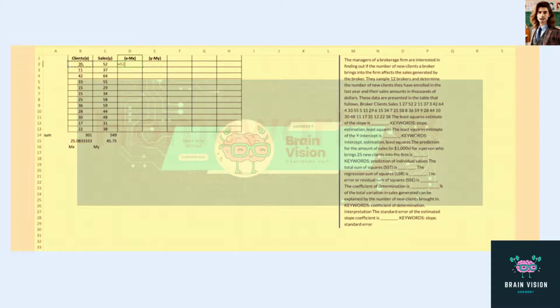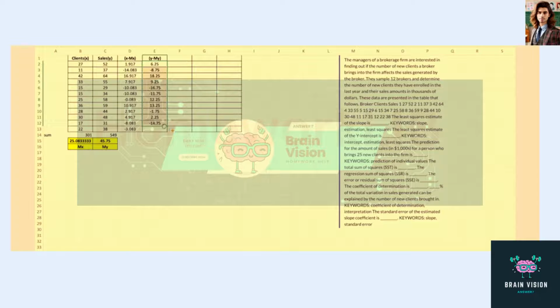So I'm going to take each one of these X values and subtract my mean of X, which is 25.083. I know that the 3 is repeating, but I'm just going to go out 3 decimal places. Then I'm going to take each one of these Y values and subtract my mean of Y, which is 45.75. I'm going to highlight in bold my mean of X and my mean of Y because I am going to refer back to them. It's just a little bit easier to find them.